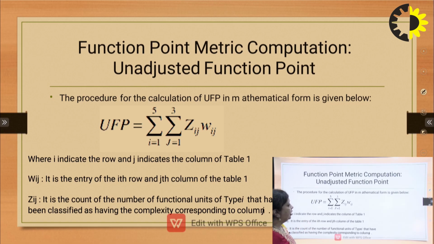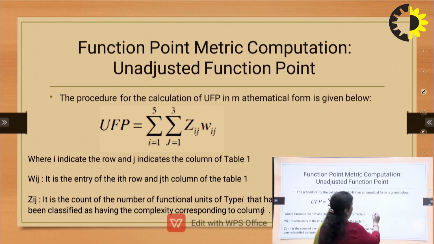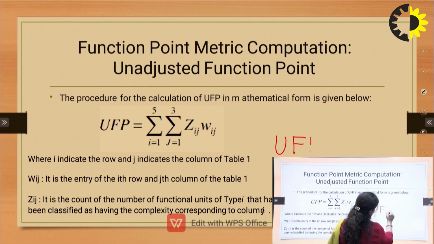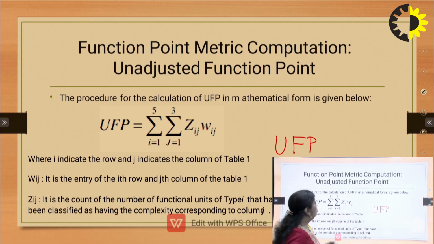Now, this is the standard formula for computing UFP, that is unadjusted function point. It says that you have to multiply the number of a particular type of functional units with the weight as per their complexity. So, this is the formula that UFP can be calculated by having the number of functional units of each type multiplied by their weights.